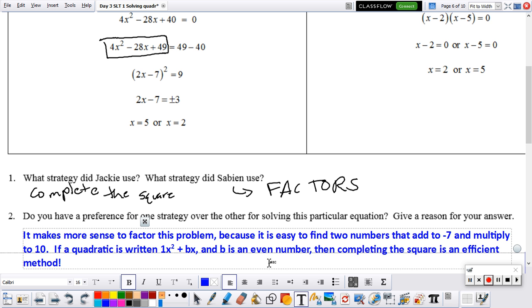All right, so here's the deal. On page 6, we have 4 problems. We are going to solve these 4 problems efficiently. I want you to turn to page 6. I want you to quickly examine these 4 problems and decide what is the best method.